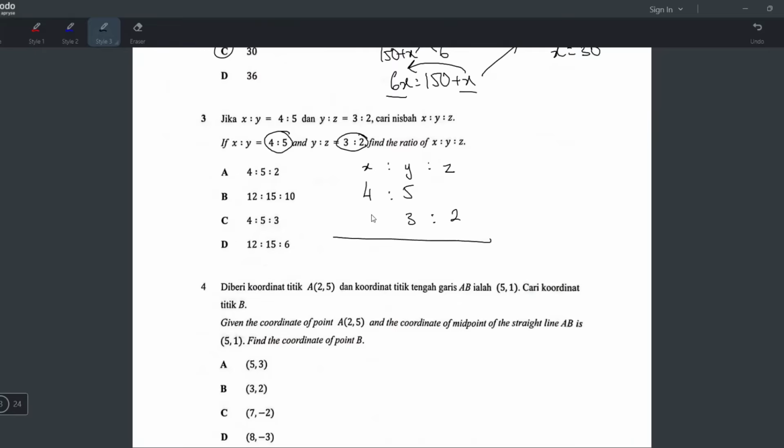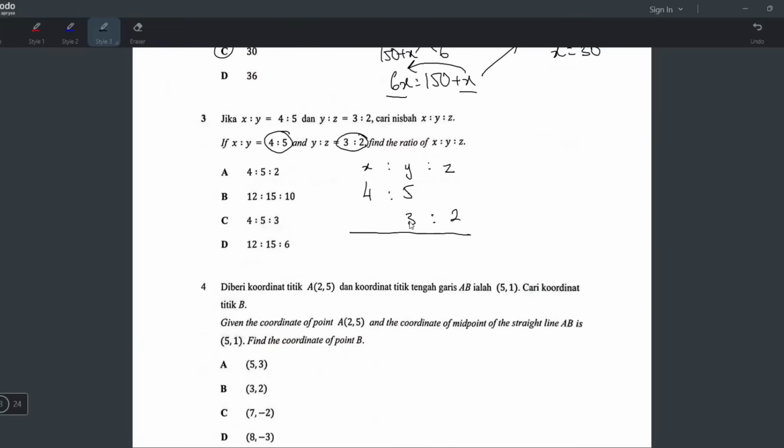If you want to merge these two, you have to make sure they have the same number. So what you have to do is make this number right here the same. The 5 and 3, you have to make them the same number. Okay, because when they are the same, then only you can combine this into one. So how do you make them the same?